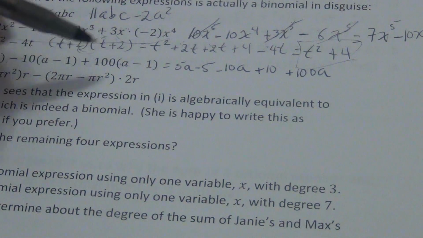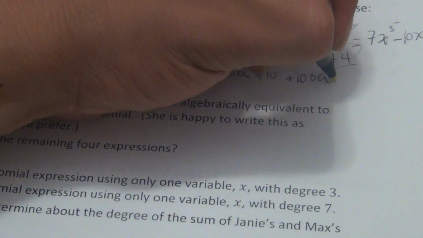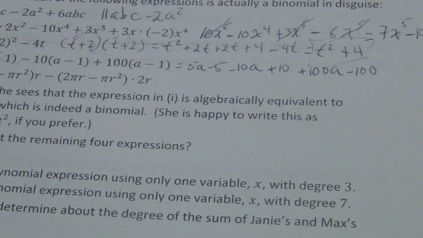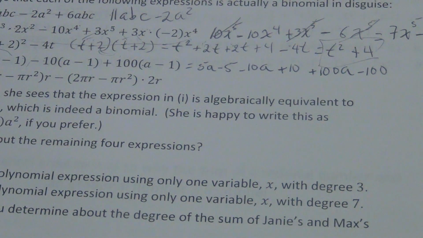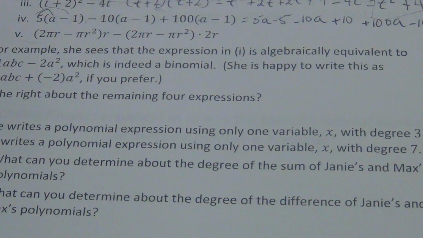Then we have positive 100 times -1 is -100. And now, my friends, you're going to add the like terms. I'm not going to help you with that. Let me help you with the next problem.